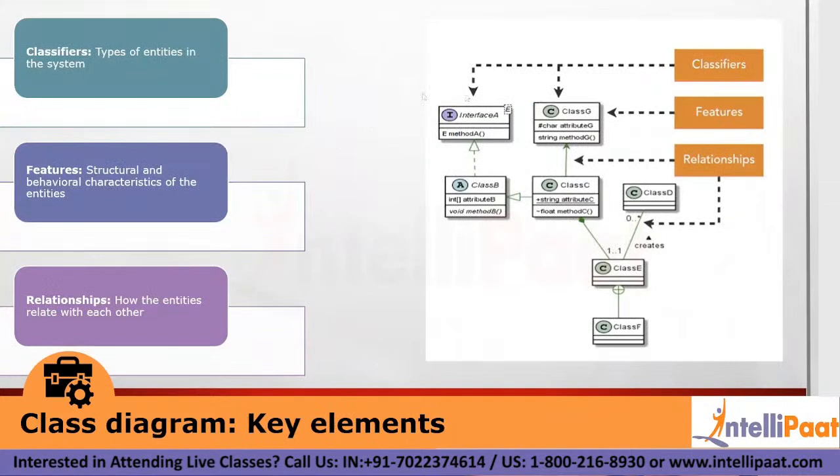In terms of UML, how do you define a class diagram? So what are the various elements? A class would be represented in three sections. The first section defines the name of the class, the second defines the features and attributes, and the third defines the actions or the methods of those attributes.